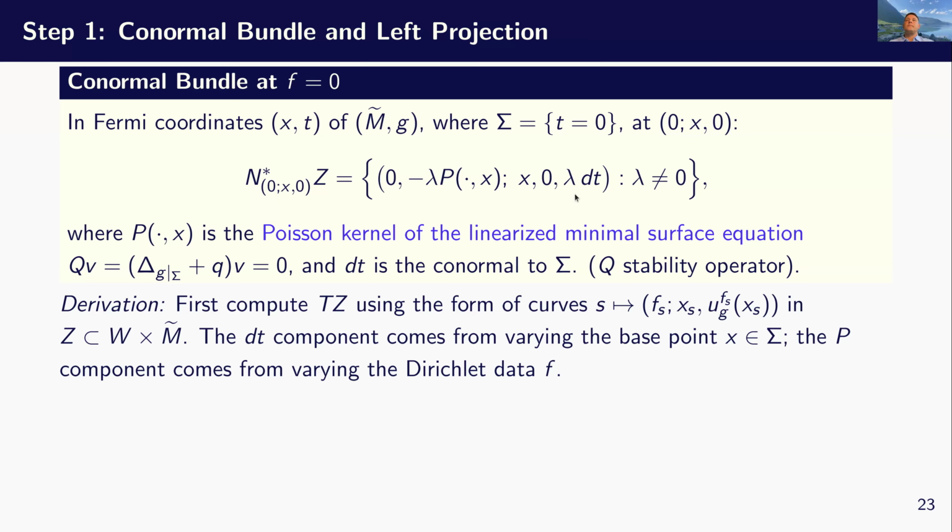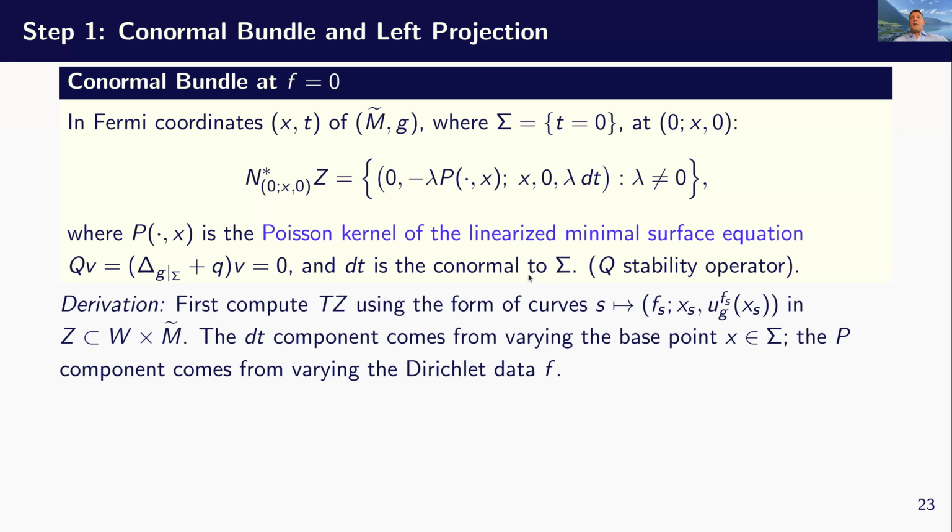This P here is the Poisson kernel of the linearized minimal surface equation, which I've given here. So Q is the so-called stability operator, and the linearized minimal surface equation is just a certain Schrödinger operator acting on B, in the form of this dt, which is actually conormal to this given minimal surface sigma. Okay, so how do you get that? We cannot go to the details, it's a little bit lengthy, but the idea is this one.